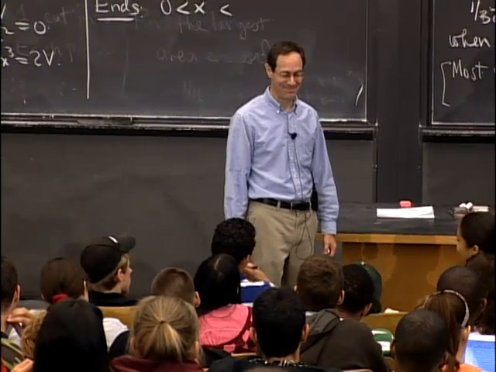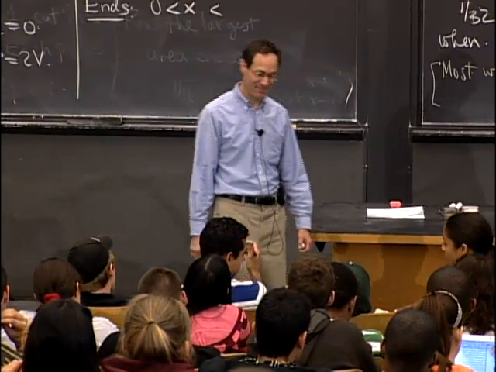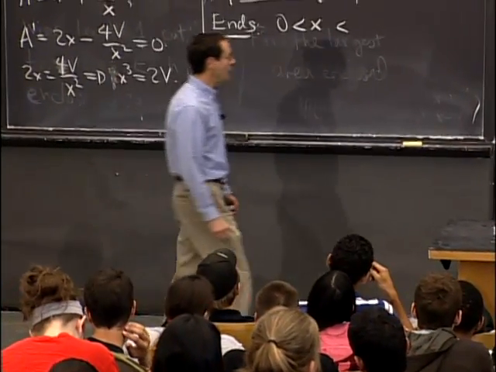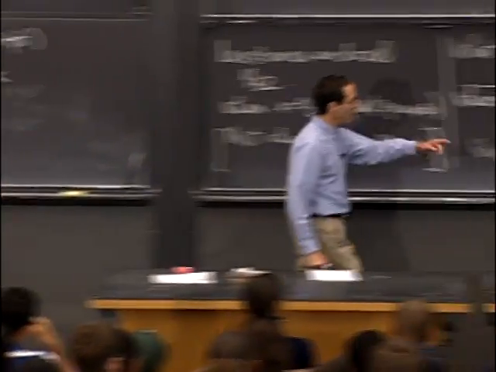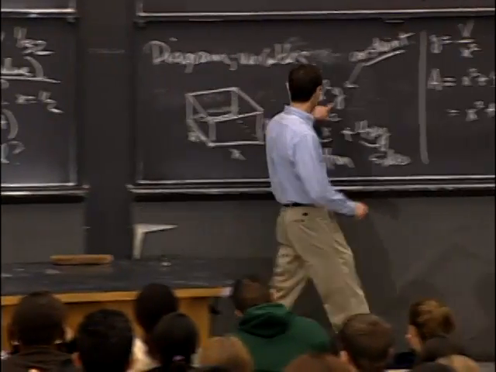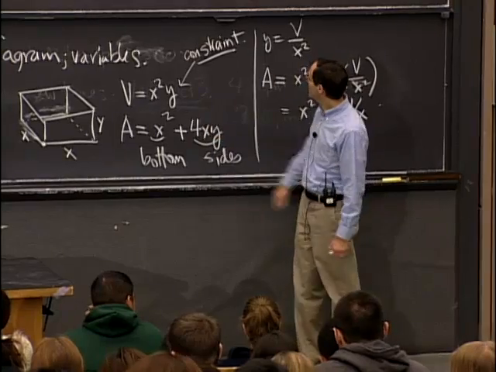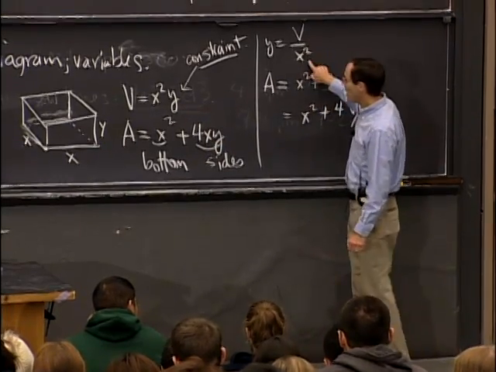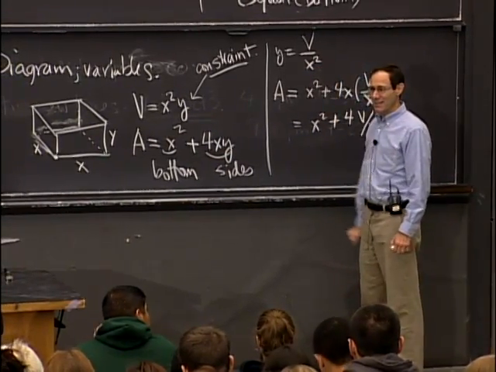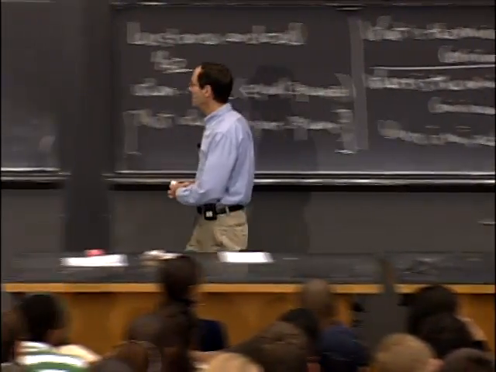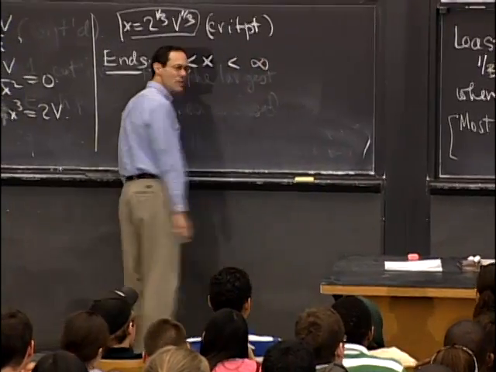X is always less than the square root of v over y. It's true that x is less than square root of v over y, so that's using this relationship. But notice that y is equal to v over x squared. So 0 to infinity, I just got a guess there over here. That's right. Here's the upper limit.